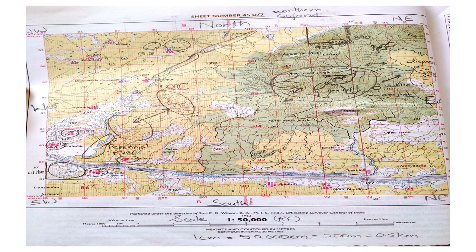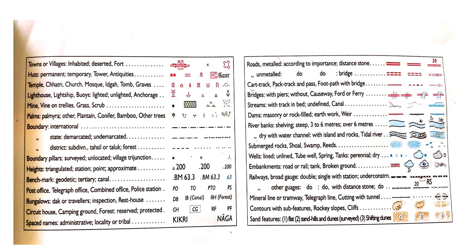So this way, a topographical map can be read, and the different figures mentioned on the map can be read as to what they indicate. So that's all for lesson 8. So let's end the chapter. Thank you and have a nice day.